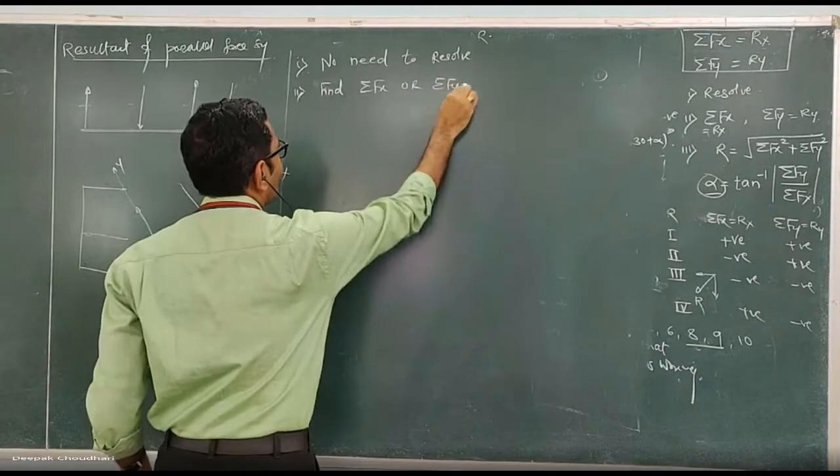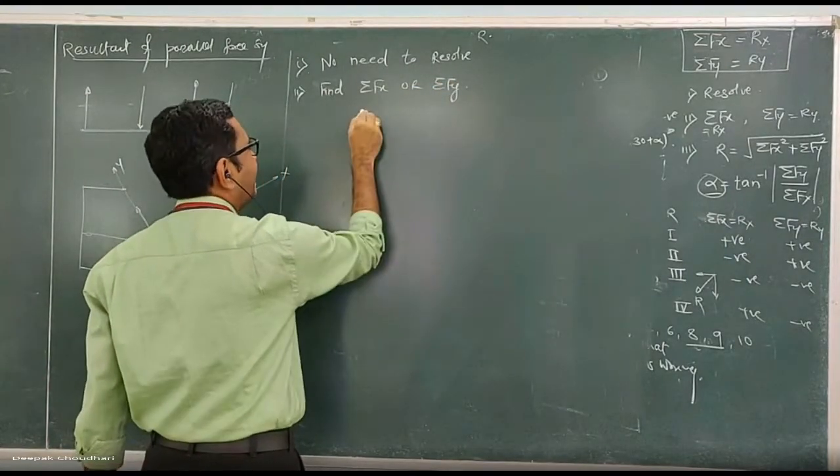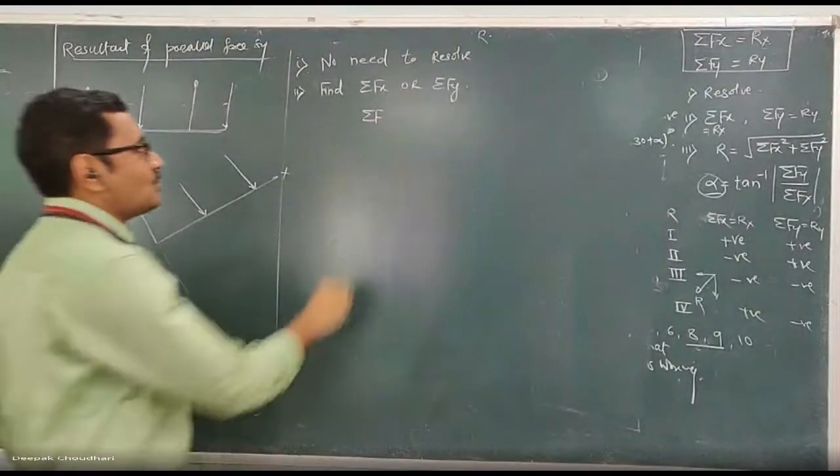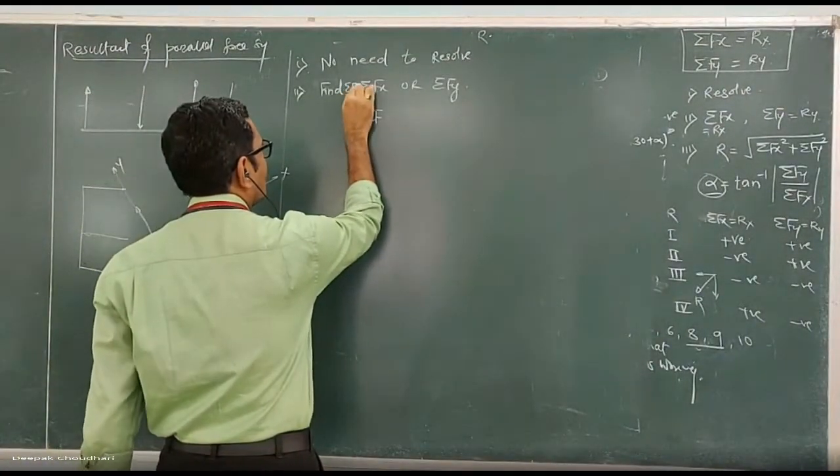दोनों में से एक 0 ही रहेगा. So we can say it as a summation of F. It may be either summation of Fx or summation of Fy.